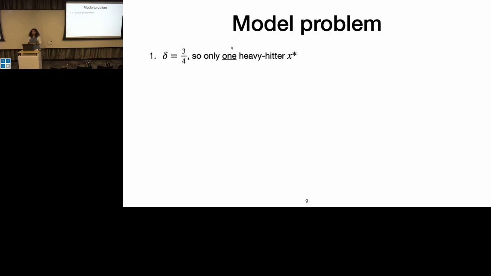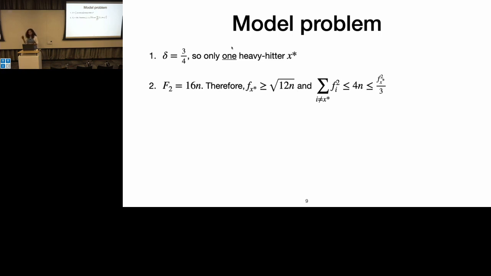And a large enough constant so that we just have one heavy hitter, X star. And we're just going to try and find this heavy hitter, X star. Next, we'll make another assumption. Let's say that F2, or the sum of frequency squares, is order n. I've just given some specific numbers here, but the numbers don't matter, it's just for illustration.